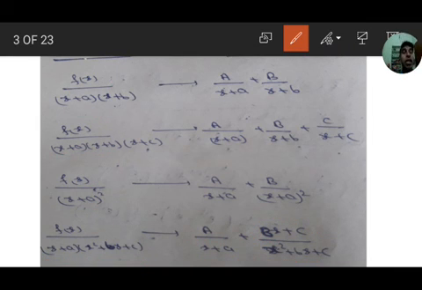First one is non-repeated linear factors. In that, second, third, 3 linear factors, and then repeated linear factors. Next quadratic factor, next repeated quadratic factor will come. Okay, these are the 4 cases. Depending on these cases, we discuss the problems. Okay, first problem.